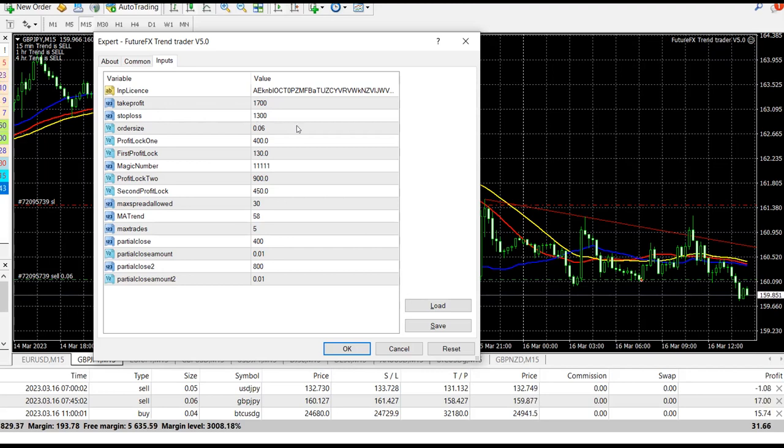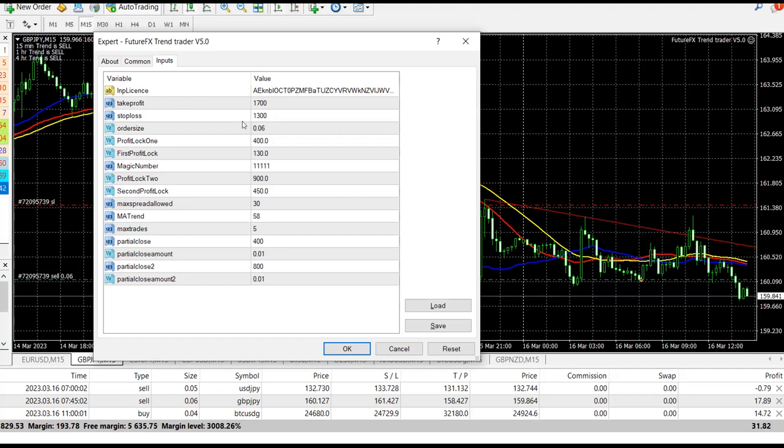When we're working out how much risk we're going to use per trade, we need to have an order size, so that's the lot size of the trade. As you can see here on pound-yen, it's at 0.06. So down here in the open orders, we can see we currently have a pound-yen trade open, and it is 0.06.